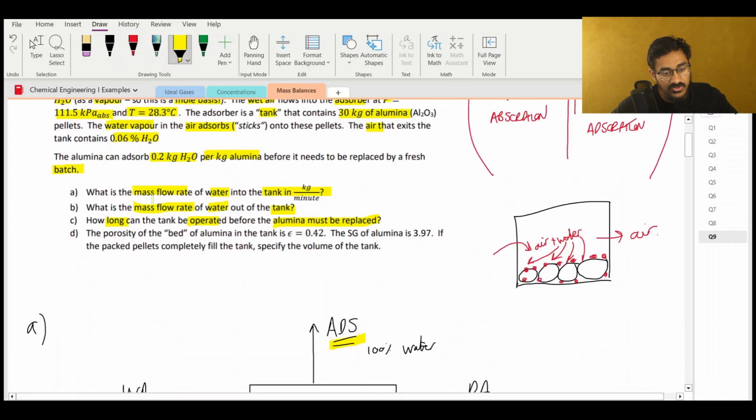So part D says to you, the porosity of the bed of alumina in the tank is epsilon equals 0.42. We're going to talk about this just now. The density of alumina is 3,970 kilograms per cubic meter. If the packed pellets are completely filling the tank, specify the tank's volume. So the first step in solving any problem is making sure you're solving the right problem and understanding the problem. So let's have a look at this.